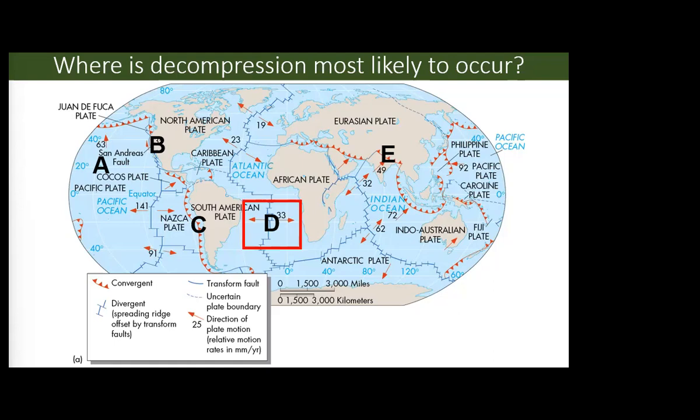D is where we have our divergent boundaries. Remember the legend of this map where we have those hatch marks, blue lines, those are divergent boundaries. The plates are being pulled apart. Wherever we have plates being pulled apart, we're going to get that decompression, that release of pressure, and all that magma is going to come up to the surface because there's no more pressure keeping it down.